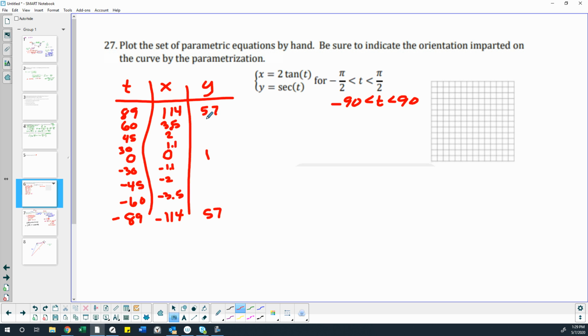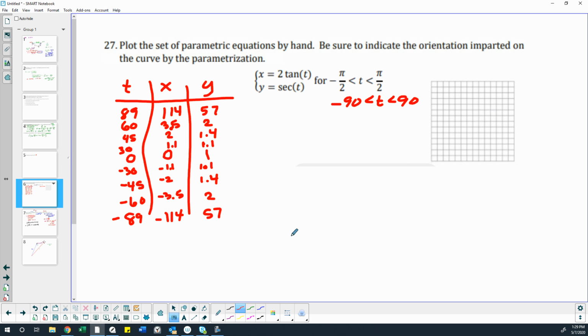Okay. So then for secant, let's do 1 divided by the cosine of 60, which is 2, and 1 divided by the cosine of 45, which is 1.4, and 1 divided by the cosine of 30, which is 1.1. And then those are going to be the same numbers but positive because cosine and secant are even functions.